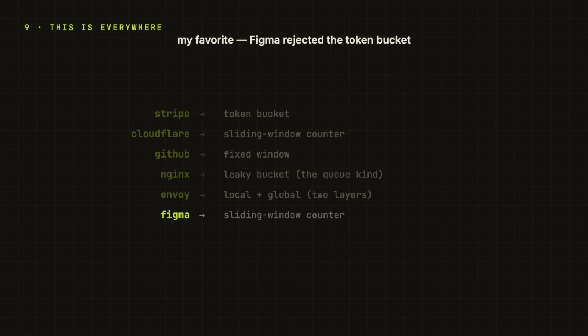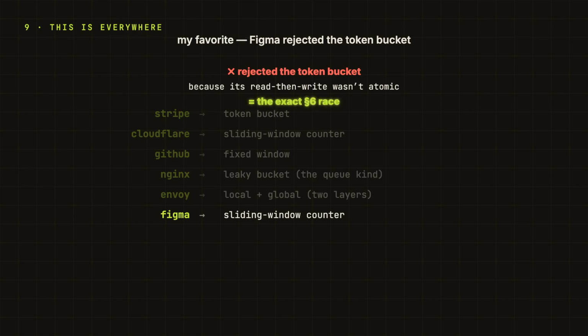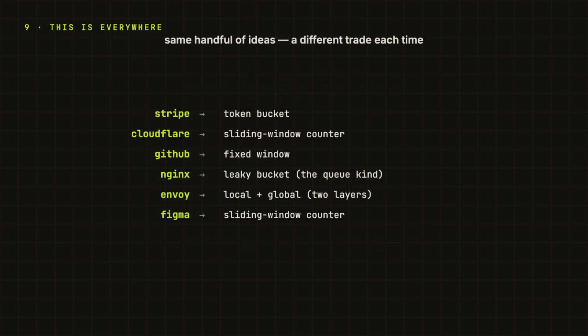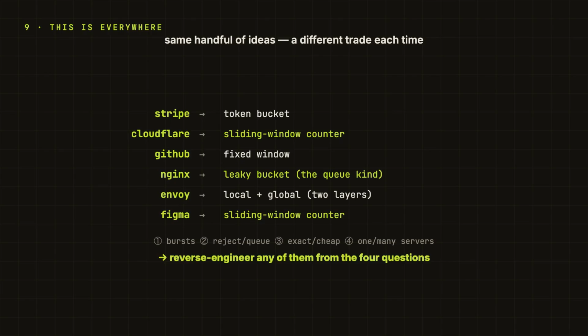And my favorite, Figma. They run the sliding window counter and they wrote up exactly why they rejected the token bucket. And the reason was that read-then-write wasn't atomic. The precise race we just talked about. That's not theory, that's a real team picking an algorithm to dodge a race condition. Same little handful of ideas, a different trade every time. And once you have got those four questions, you can look at any of these and basically reverse engineer why they chose what they chose.